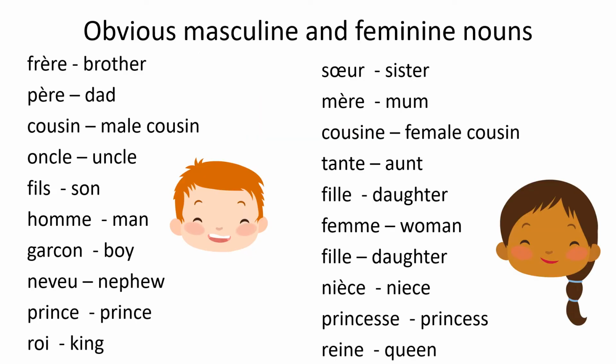Okay, so we'll start to look now at how you tell the difference between what's masculine and what is feminine. And for some of these, it's just a really straightforward gender split by the object. So, for example, if you're talking about a male, then it's a masculine word. If you're talking about a female, it's a feminine word. And this relates to the person. So, par exemple, frère, père, cousin, oncle, fils, homme, garçon, neveu, prince, roi. So all these male names, they all take a masculine pronoun.